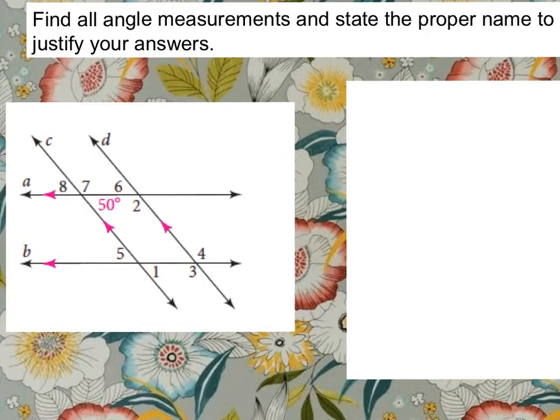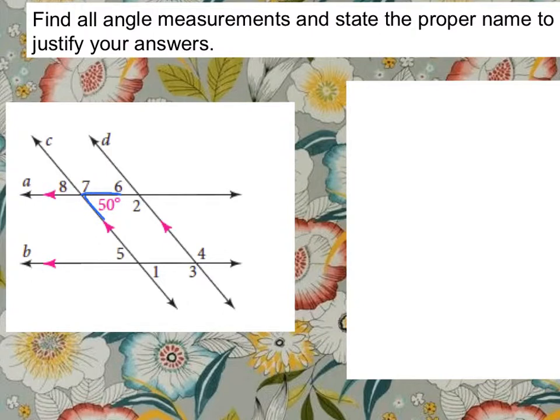Make sure you copy down the example before you follow along with me. And for this example, we are going to find all angle measurements and state the proper name to justify our answers. I'm actually going to help you find all the angle measurements, and I will say what properties we are using. However, you will need to write down those property names on your own. So let's take a look at the angle that they gave us. They gave us a 50-degree angle right here.